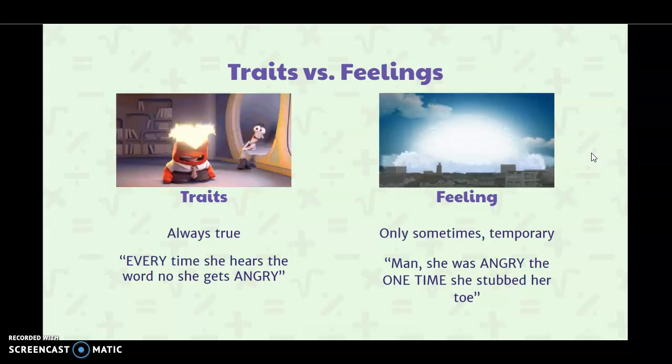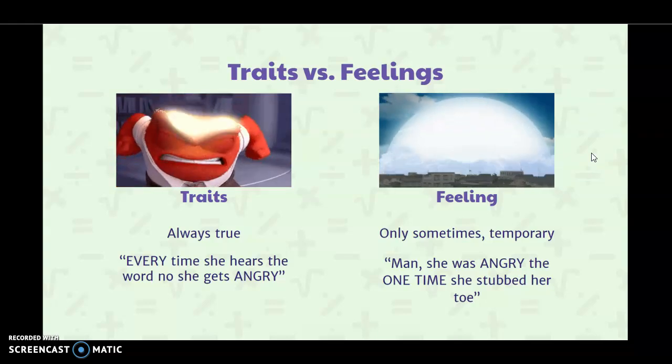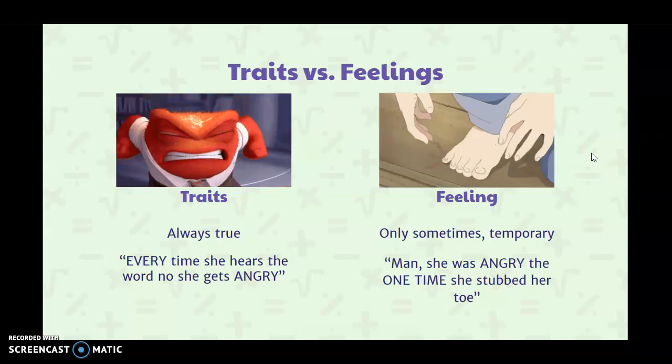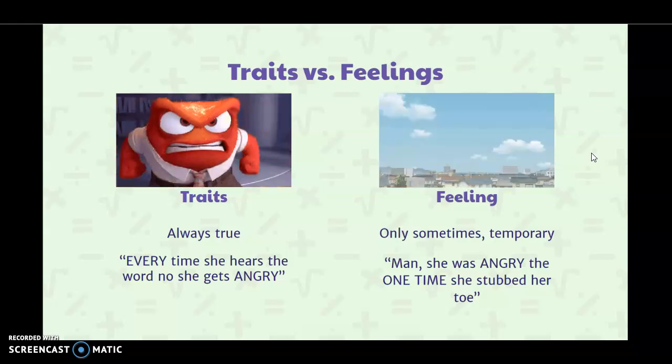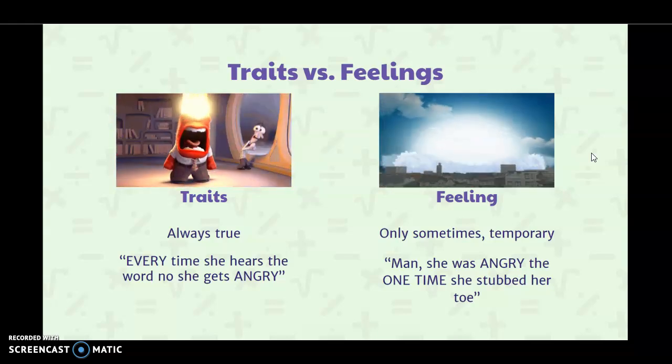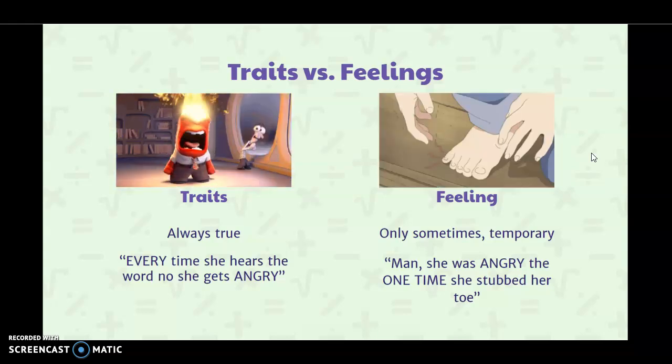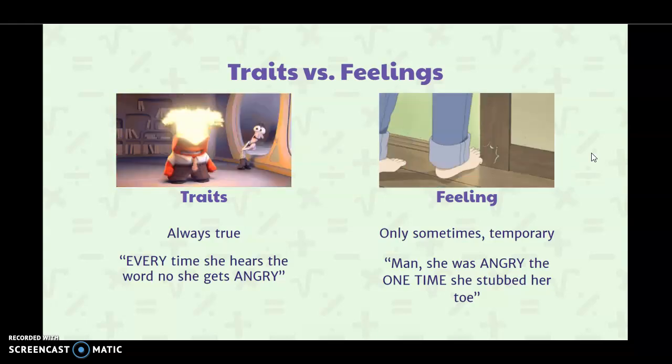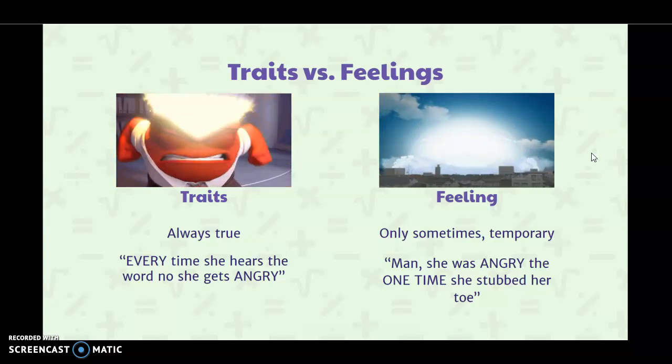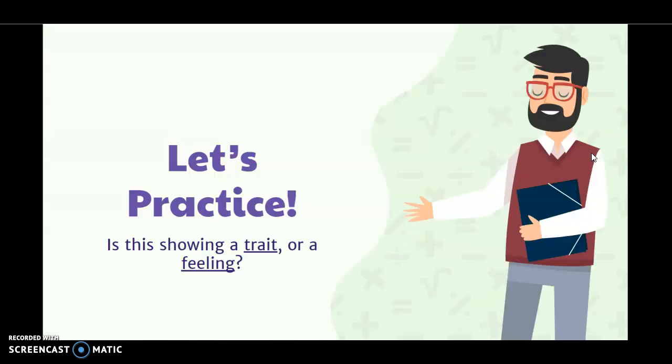If it's a feeling, that means it's only sometimes or temporary. So like, man, she was angry that one time she stubbed her toe. She doesn't walk around angry all the time. She was just upset that one time because she stubbed her toe and it hurt. It felt like an explosion. So that's the difference between a character trait, always true, and a feeling, only sometimes true.